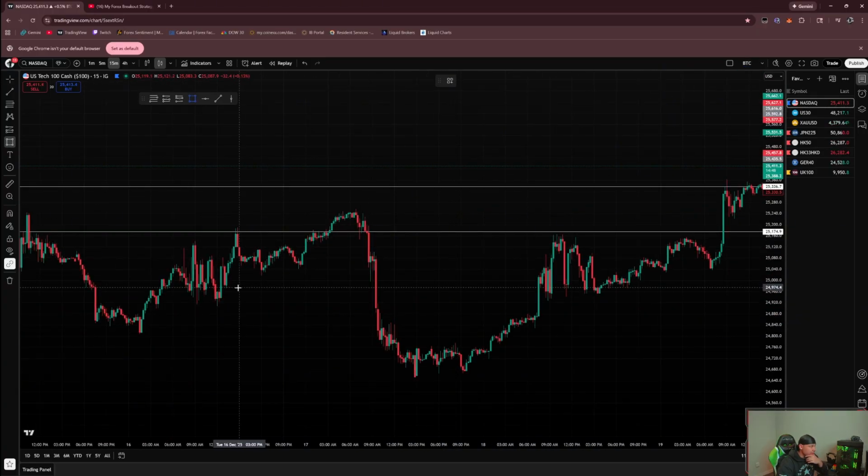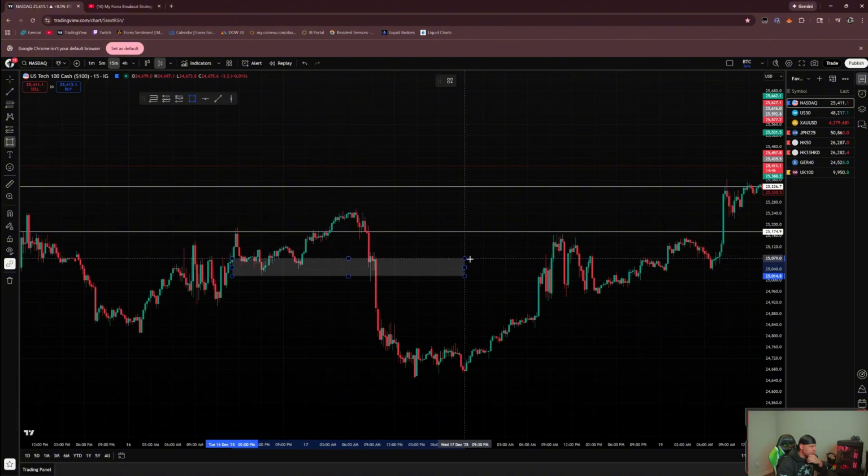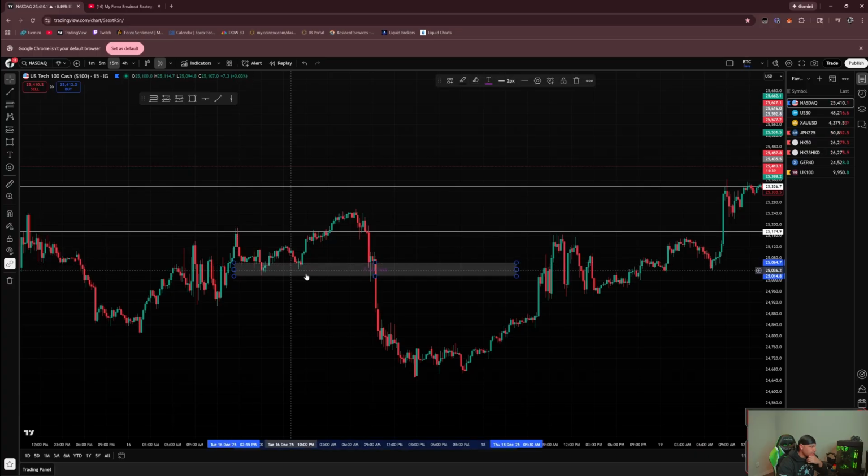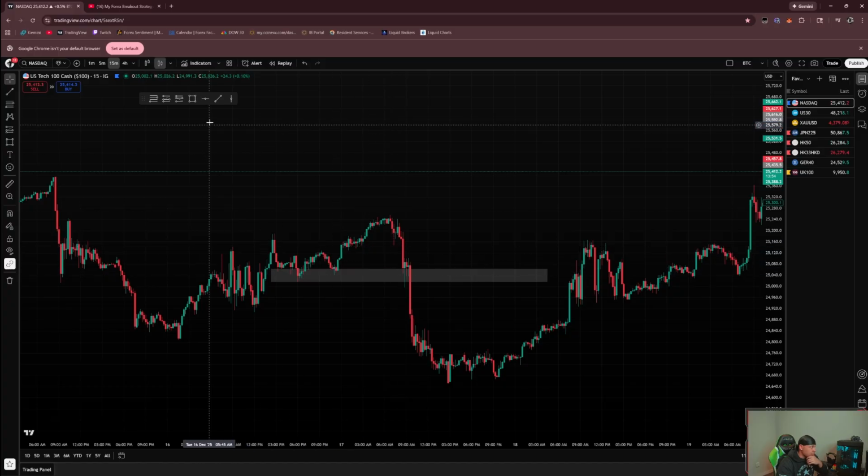So the thing is, since we are scalping, we don't want to go too far into the past. I typically like to see the most previous support or resistance zones. Right here, I see a previous support zone. So I'm looking for my market structure break.